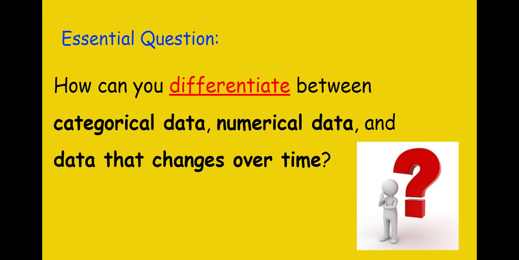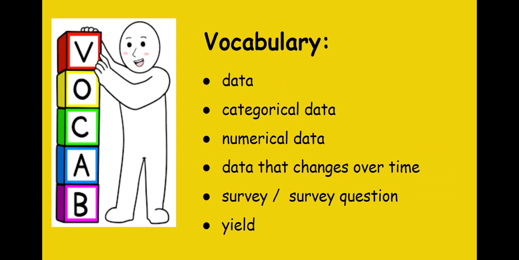All right, the essential question that is going to guide us through this lesson: how can you differentiate between categorical data, numerical data, and data that changes over time? The verb differentiate means basically how can you tell a difference between categorical data, numerical data, and data that changes over time.